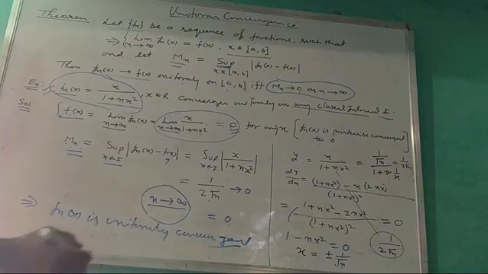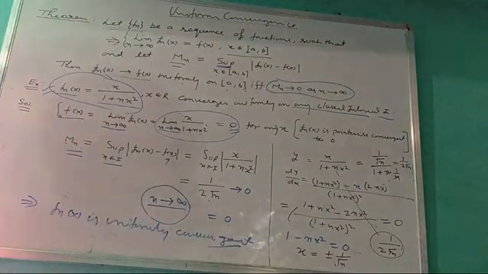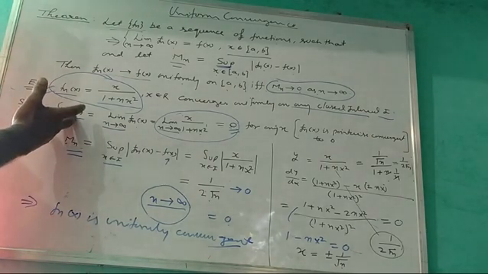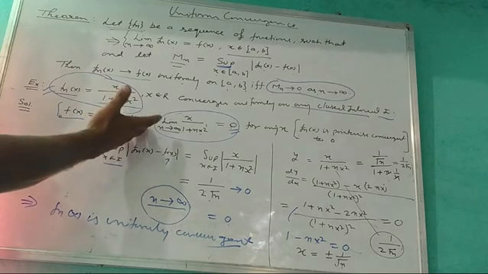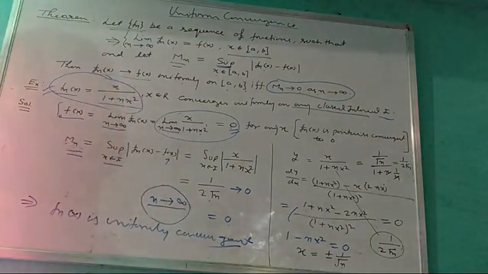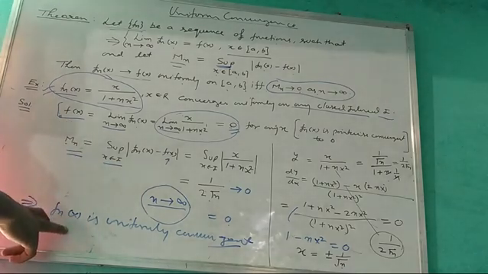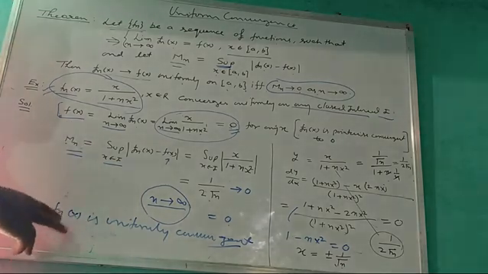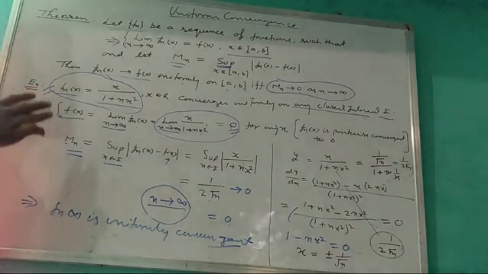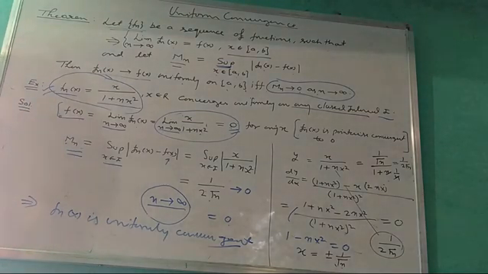And we know the rule about uniformly convergent sequences: a uniformly convergent sequence is always a pointwise convergent sequence. Clear? Also, if f(x) equals the limit as n tends to infinity of f_n(x) exists, then this sequence is pointwise convergent. And if the sequence is uniformly convergent, then the sequence is always pointwise convergent. Okay students, this is the example with the theorems. Thank you.